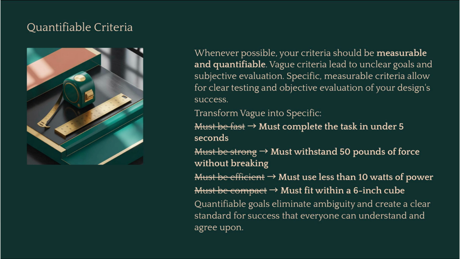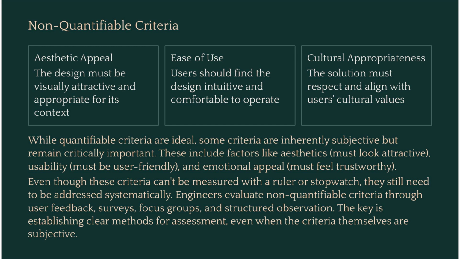To truly know if your solution is better, your criteria need to be quantifiable, meaning you can put a number on them. Instead of saying the bridge needs to be strong, you say the bridge must support a load of at least 15 kilograms. When you use numbers, your testing is objective and clear. You've either hit the 15 kilogram mark or you haven't. This eliminates guesswork.